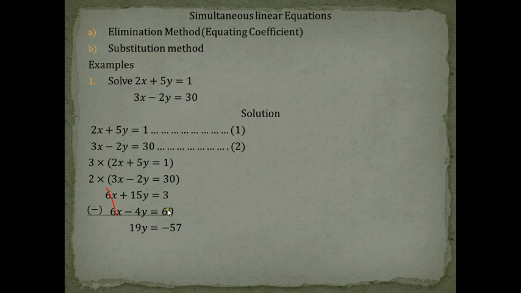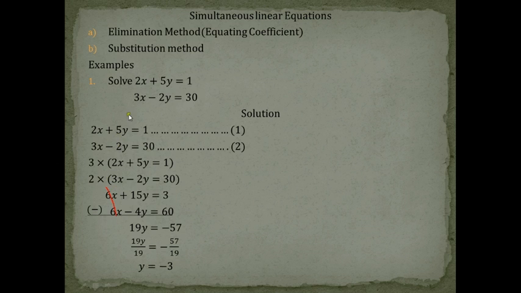It used to be plus 60, it now becomes minus 60 because this negative multiplies it. So you now have 3 minus 60, that's going to be minus 57. So you are now down to 19y equals minus 57. Make y the subject by dividing both sides by 19. Then y is equal to minus 57 divided by 19, and that's going to be minus 3. So you've been able to get the value of y by eliminating x.